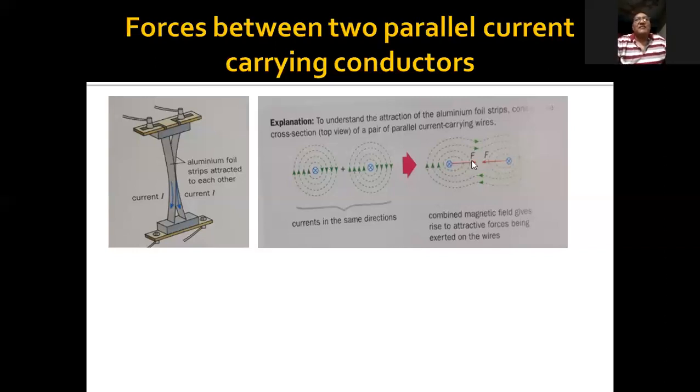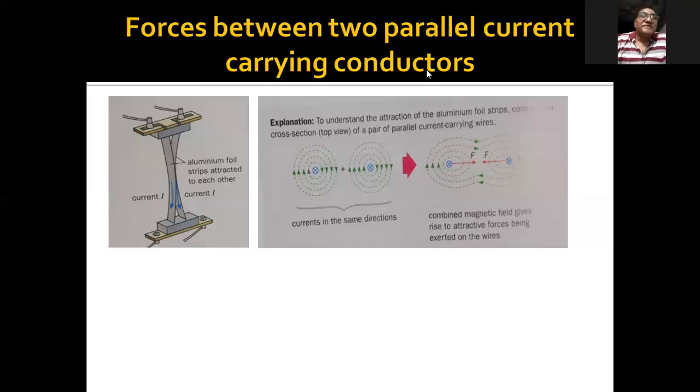So what happens in the middle is there is no magnetic field. On the sides, relatively, the magnetic field will be stronger. In the middle, there will be no magnetic field. And due to this, what will happen? This conductor 1 will move from stronger magnetic field to weaker magnetic field, so it will try to move to the right. And for conductor number 2, here the magnetic field is stronger and relatively here the magnetic field is weaker. So this conductor will also move from stronger magnetic field towards weaker magnetic field, so it will move towards the left. This conductor will move to the right, and this conductor will move to the left. So you will observe a force of attraction between them.